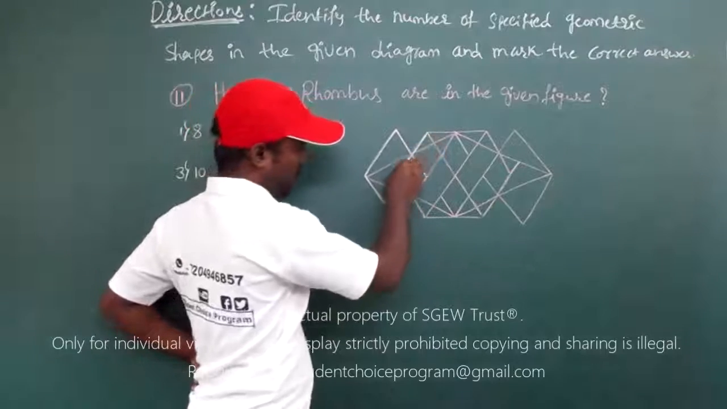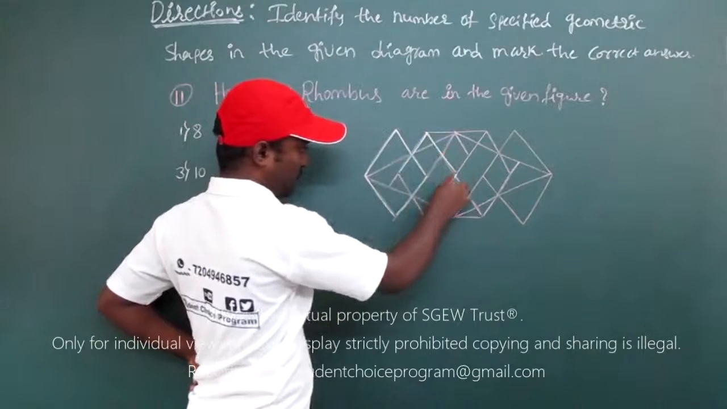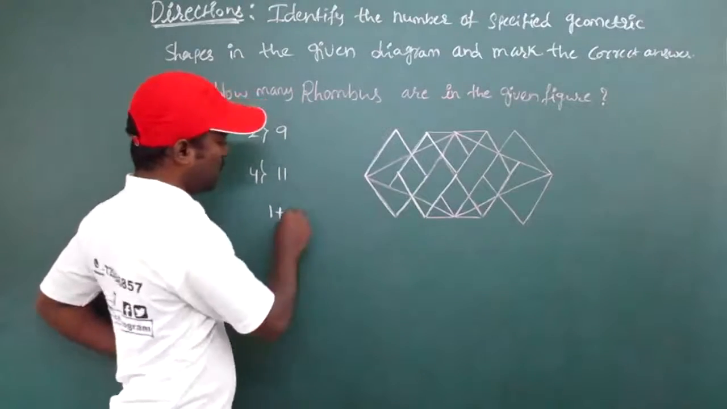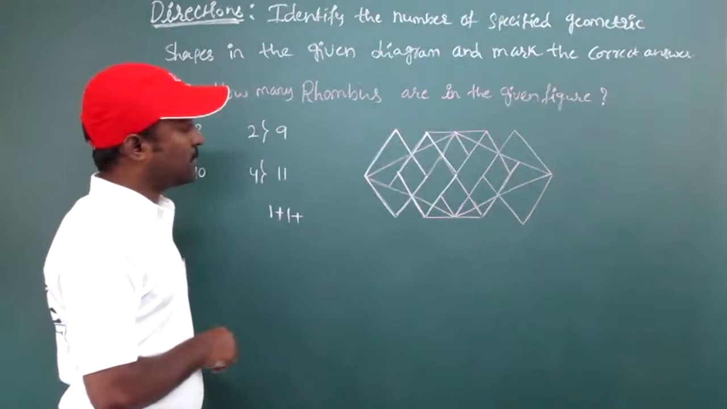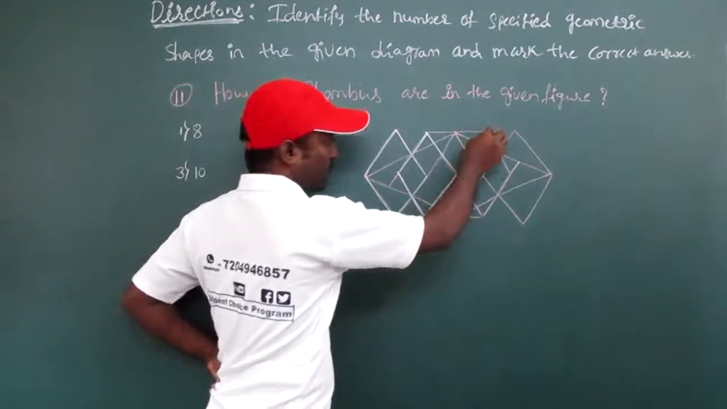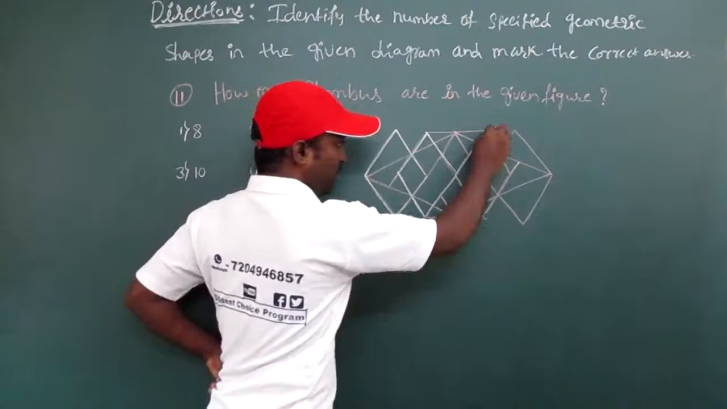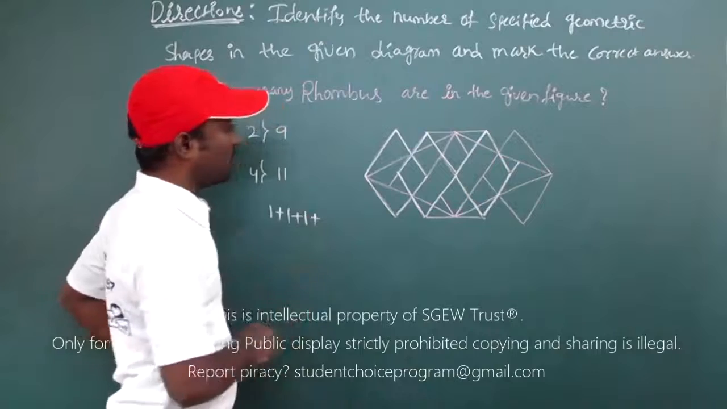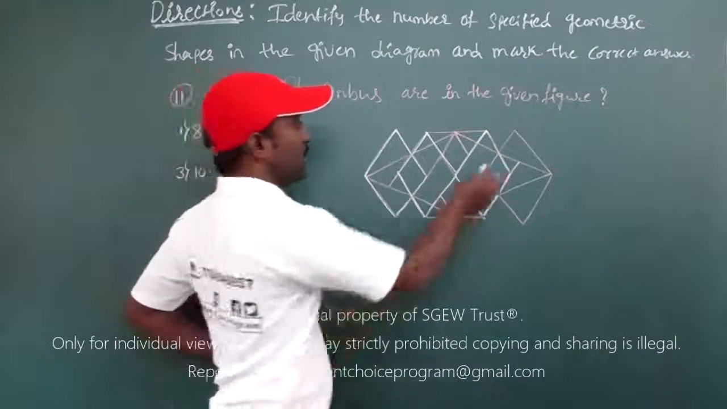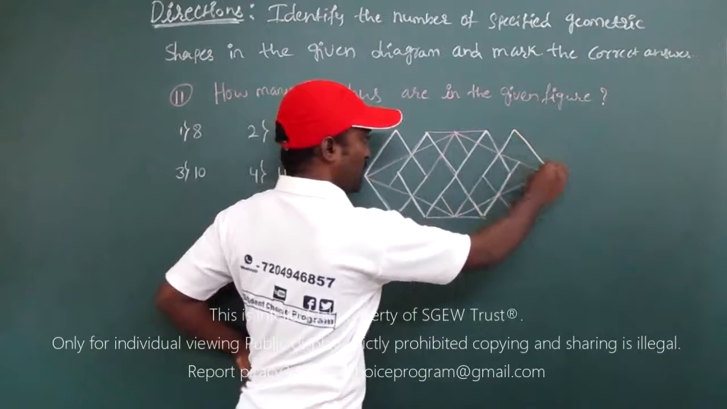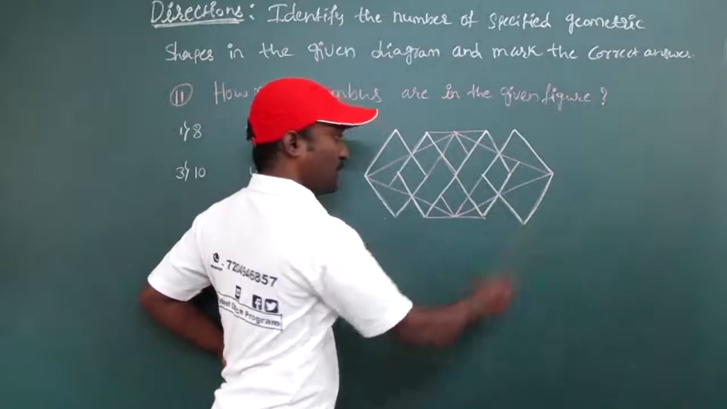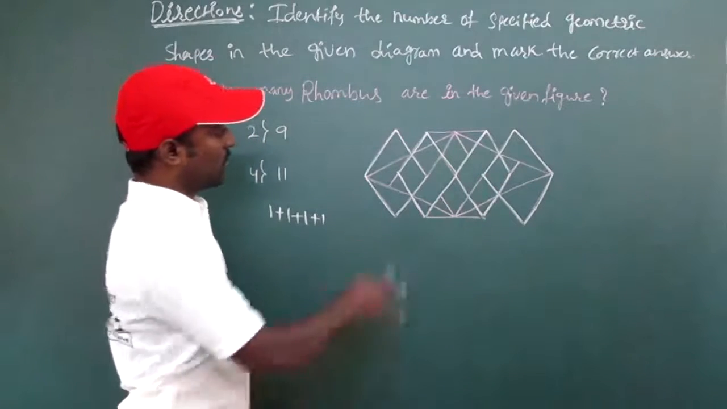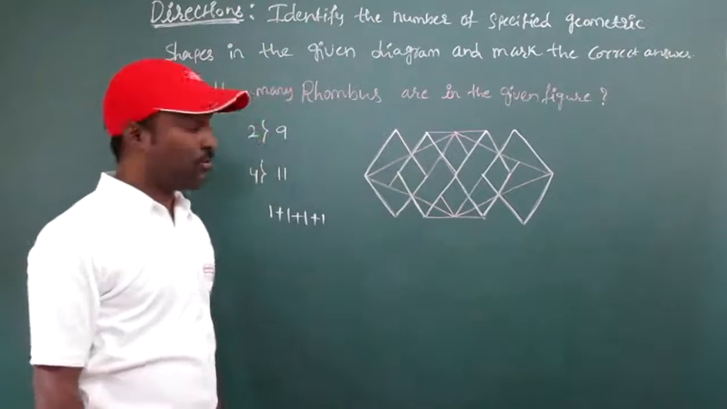Next is here, plus one rhombus. Next is here, easily viewable this, that is plus one. Next here, that is 1. So these are the 4 rhombus that we found.